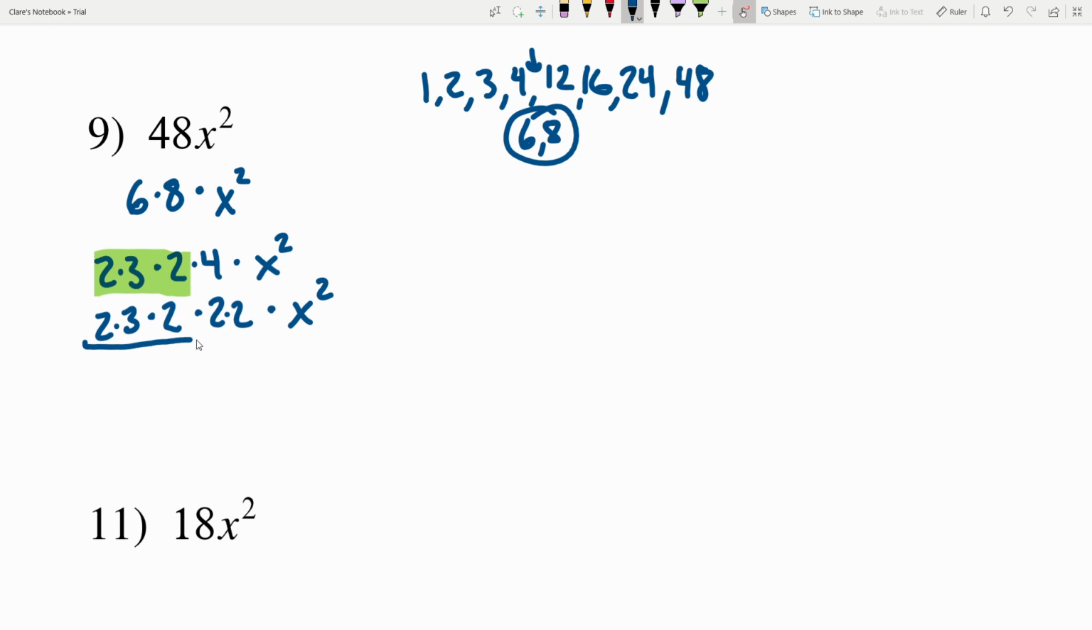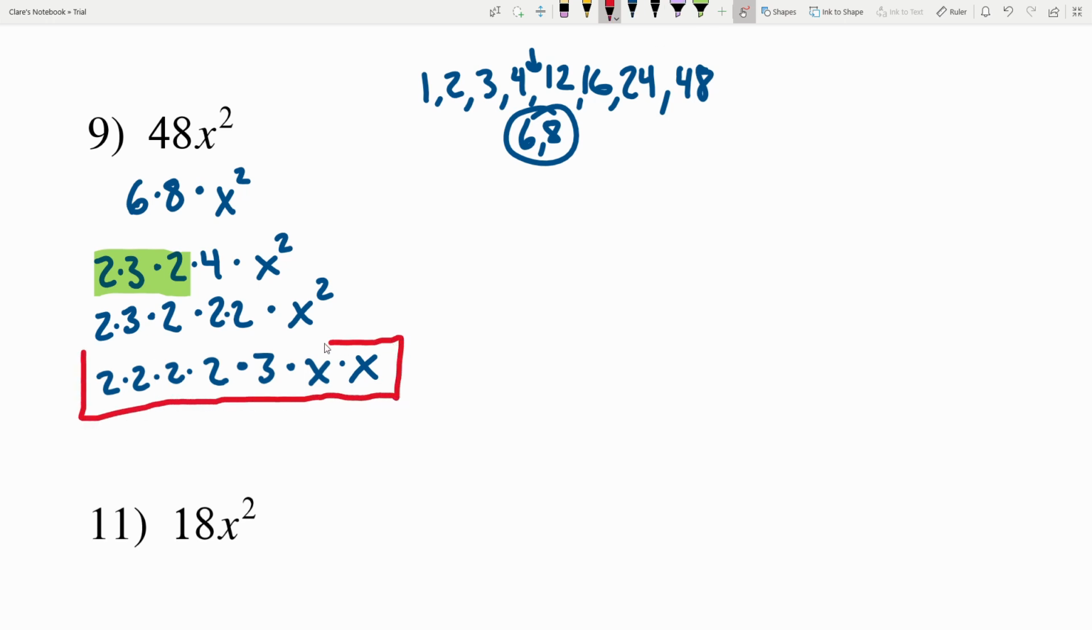Now I'm going to arrange my numbers in order from least to greatest. So 2 times 2 times 2 times 2, 4 2's, times 3 times, I don't want an exponent for x squared, so I'll write that as x times x. So 2 times 2 times 2 times 2 times 3 times x times x is the prime factorization of 48x squared. And let's double check. 2 times 2 is 4, times 2 is 8, times 2 is 16, and 16 times 3 gives us 48.